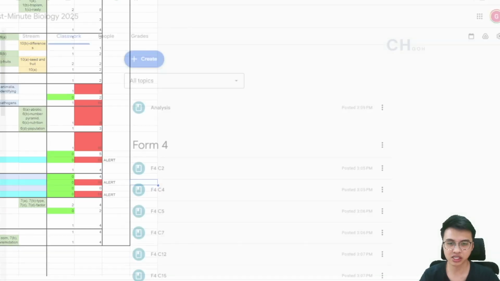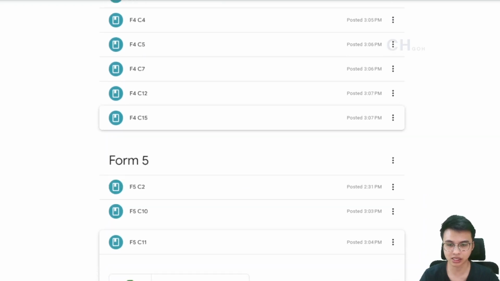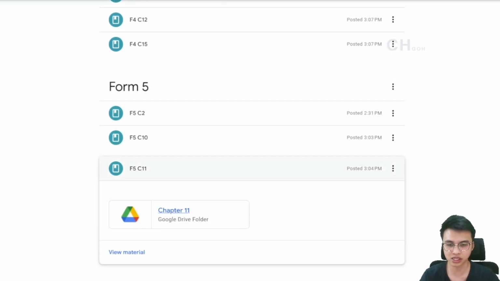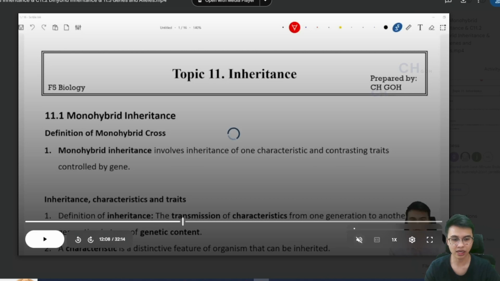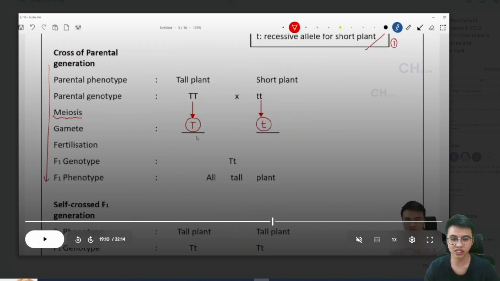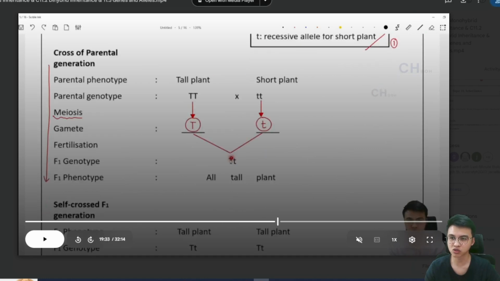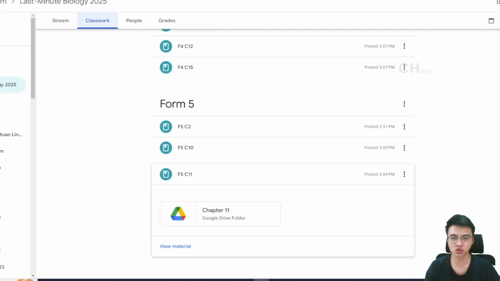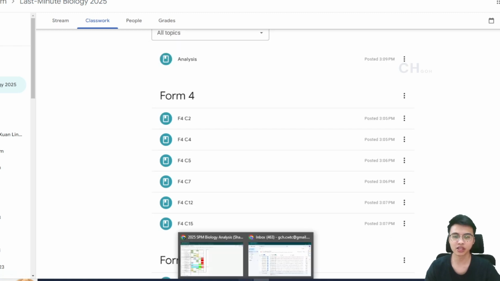Everything is inside the Google Classroom right here. All the topics that come from the analysis are here. Let's say chapter 11, I have the videos here to cover monohybrid inheritance, guys, as well as dihybrid inheritance. So this is going to be the lesson. In the lesson, I'm going to teach you the formats to draw the schematic diagram and so on. Same goes for other topics included in the Last Minute Biology 2025. I also included the analysis right here. So PM me if you are interested.